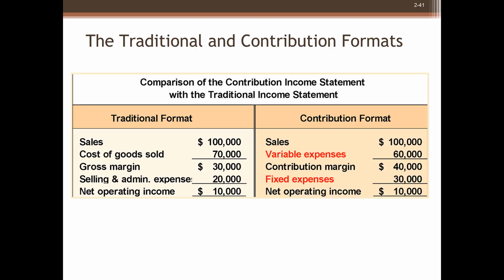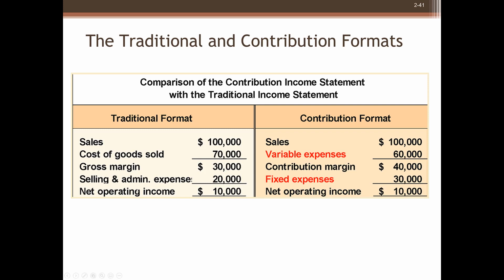For the traditional format, if you take a look at the left-hand side here, this is the traditional format of an income statement for a merchandising company. You've learned this in financial accounting class. This is a multiple-step income statement. We start from sales minus cost of goods sold, which is an expense. You will get gross margin, minus expenses, including selling and administrative. You will get net operating income.